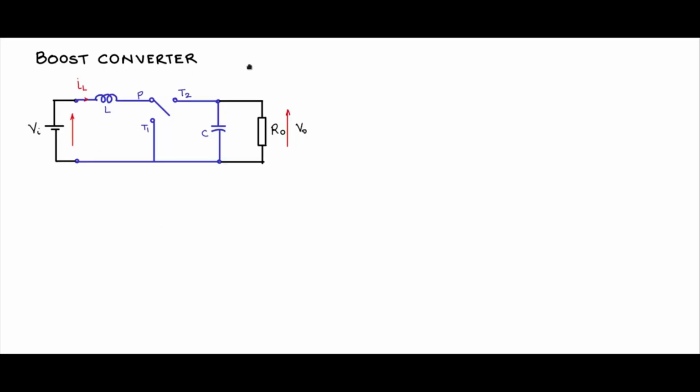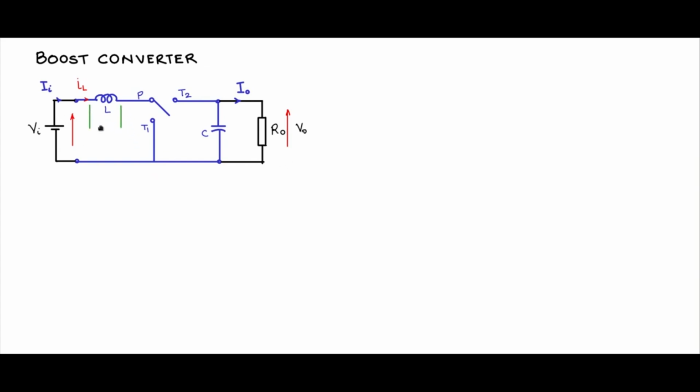Consider the boost converter circuit. We have this inductor, the single pole double throw switch and the capacitor. Let us see how it operates and the various waveforms. Let me mark this I0, current flowing through the output load resistor, In, current flowing through the input source Vi.